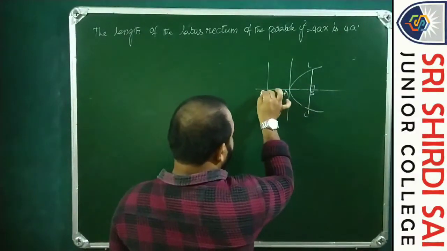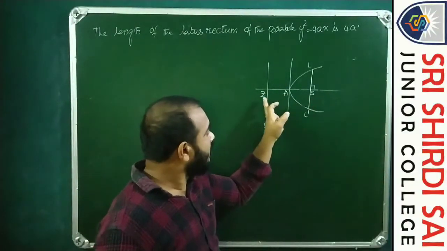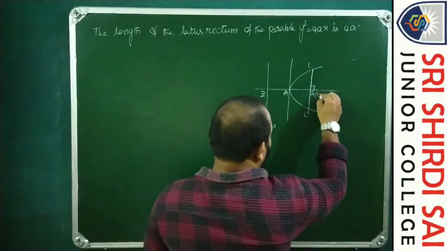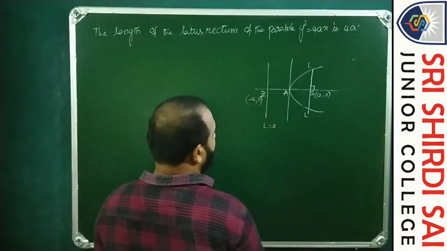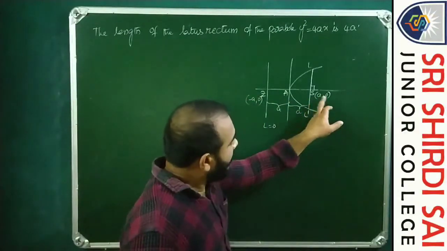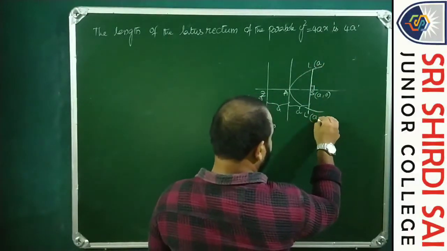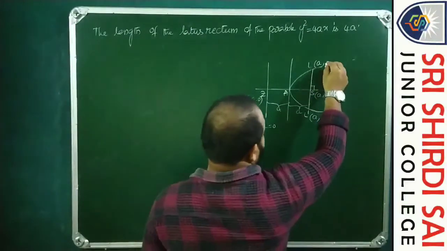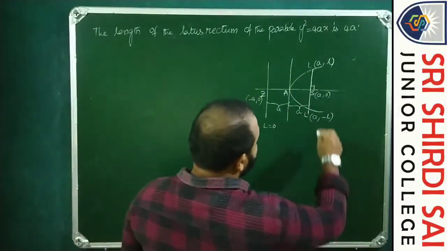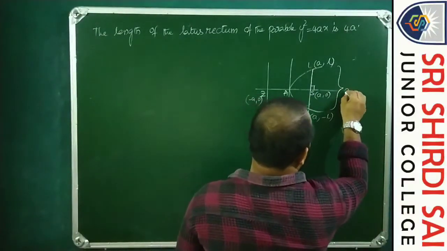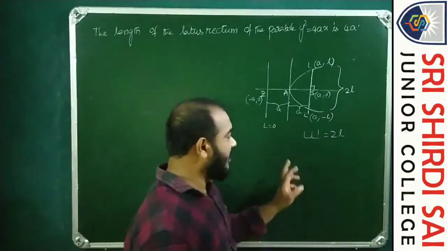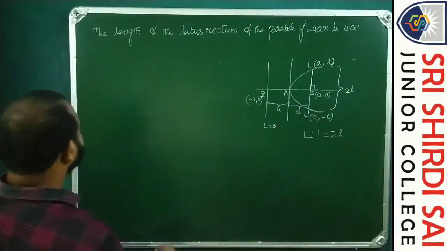So this is A and this is Z. Z is the projection of S on L equals 0. So ZA equals AS. A is the midpoint of ZS. This is (a, 0). That means this is (minus a, 0). A is the midpoint, therefore this is a as well as this is also a. So if it is (a, 0), then this would be (a, l). This height I don't know, for which let us take l, so here this is minus l. Therefore LL dash is equal to how much? 2l. This is l and this is l. So LL dash is equal to 2l. What is LL dash? The length of the latus rectum.